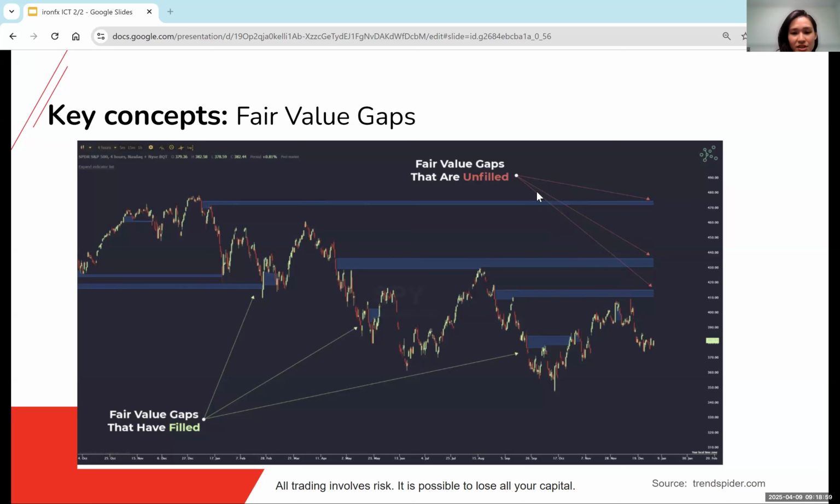So if price respects the FVG without closing below it, then your trend remains intact. Meaning, here you can see price moving in a downtrend, making lower lows and lower highs. So if price respects this FVG and it doesn't retrace, that is a sign that the downtrend is continuing. Okay, before I continue, just to double check, are there any questions?